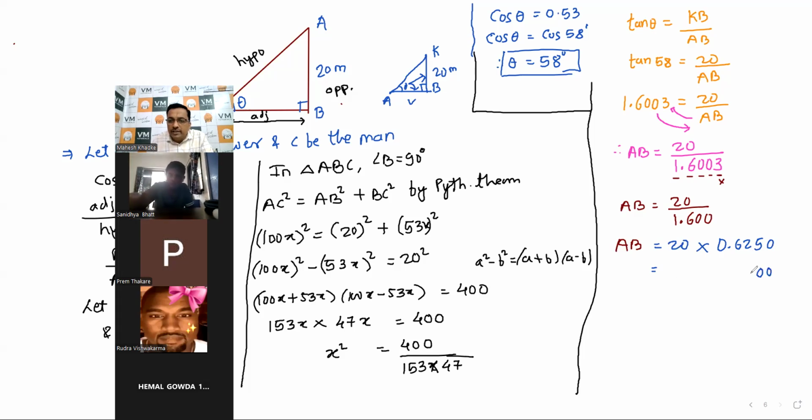Multiply with 2, 2 5s are 10, 1 carry. 2 2s are 4 and 1 is 5, and 2 6s are 12. Now students, how many decimal places are there here? 1, 2, 3, 4 decimal places from the back side. So the answer is 12.5 meter.